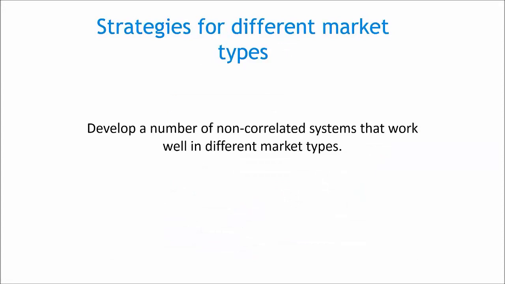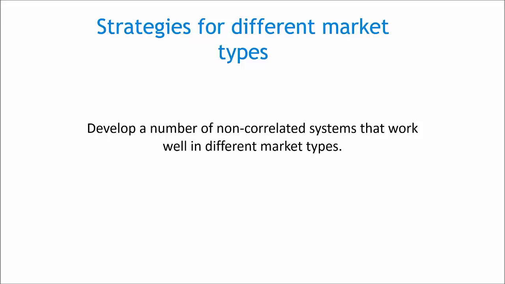Strategies for different market types. Van Tharp believes it is nigh on impossible to build a holy grail system that works in all market types, but it is not that difficult to build one that works well in a particular market type. His suggestion is that traders develop a number of non-correlated systems that work well in different market types. This is generally a good idea as it will help improve your consistency.